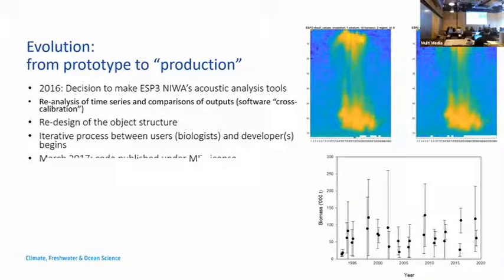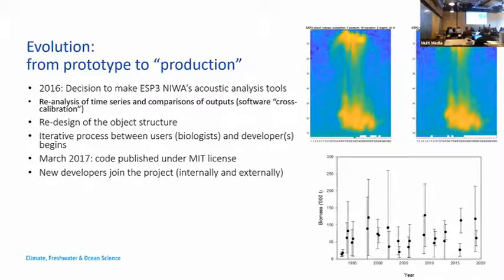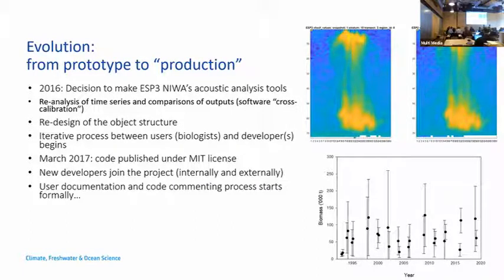And then in March 2017, we finally got to a point where we could actually publish the code and make it available. We went for an MIT license just because that's what everyone does, whatever they want, and it's not restrictive at all. There's been a few people joining the project then in different universities. I've got a few colleagues in Germany who have been contributing since then quite happily. And it's been going on.